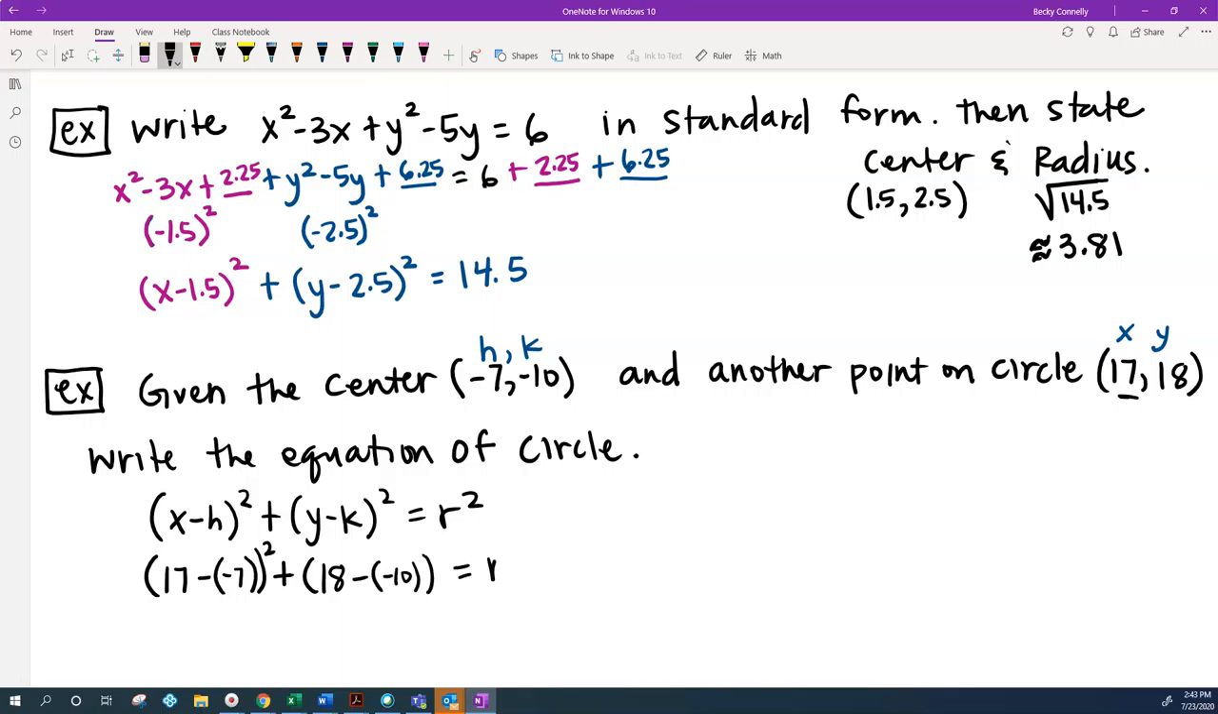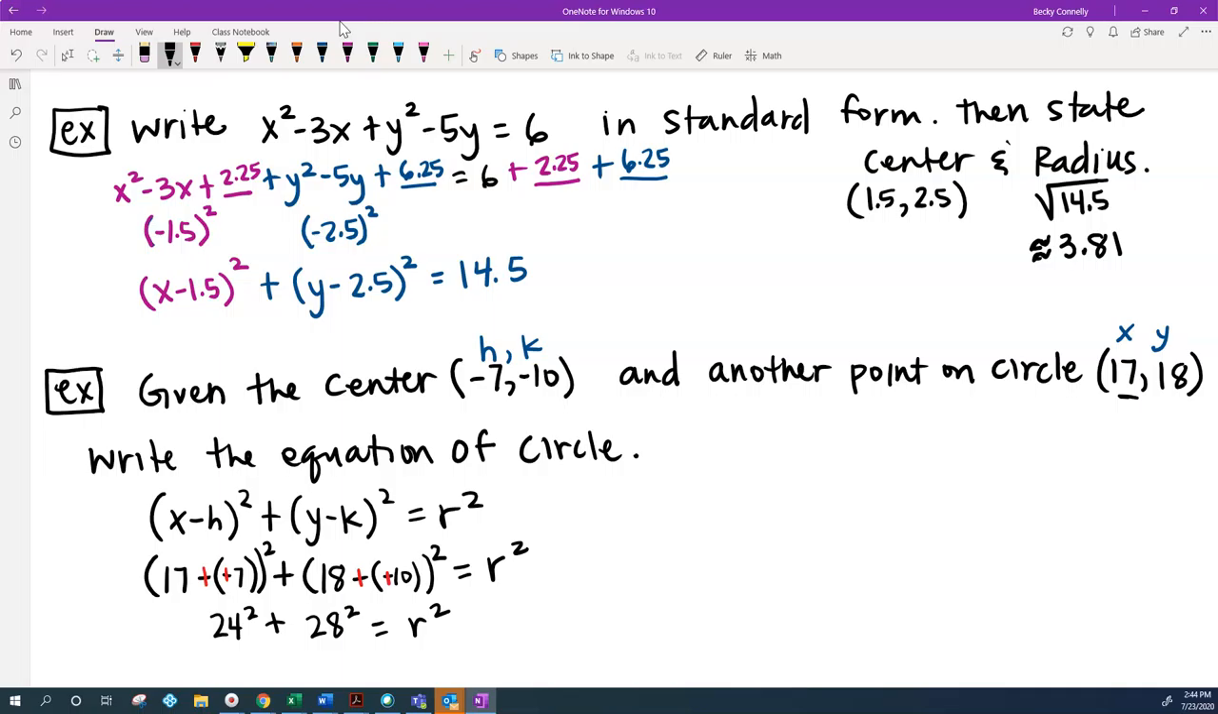And then the only thing that I don't know is my R. So I'm basically, oops, I forgot to put my square there. I'm basically just trying to solve this for R squared so that once I find R, I can use my center and then my radius to write that equation. So if I simplify this, 17 plus 7 gives me 24, so I'll have 24 squared, plus 18 minus a -10 is really plus 10, so I've got 28 squared, and then equals R squared.